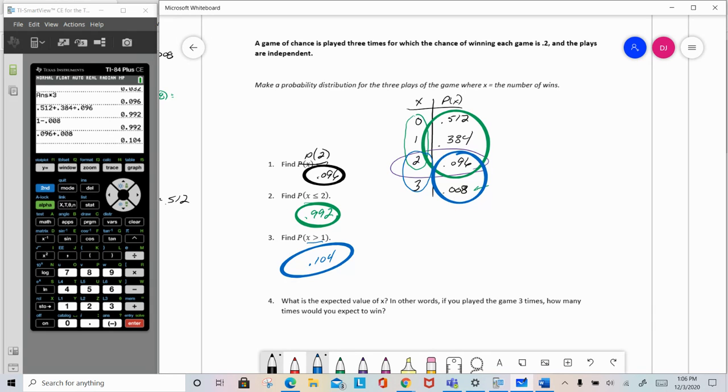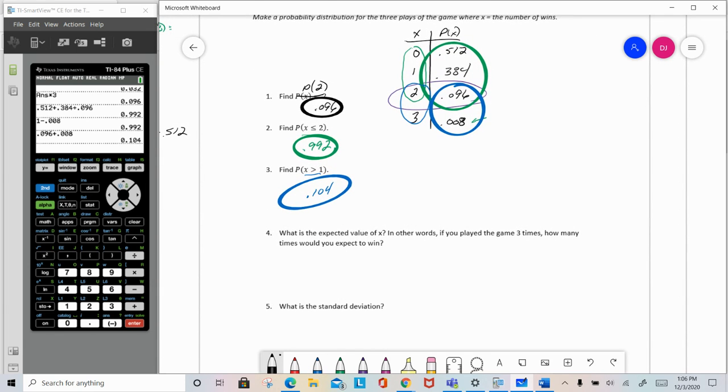Okay. Now, what's the expected value of x? In other words, if I played the game 3 times, how many times would I expect to win? So I'm going to remake my table down here, just to make it cleaner. X, P of x is going to be 0, 1, 2, 3, 0.512, 0.384, 0.096, and 0.008.